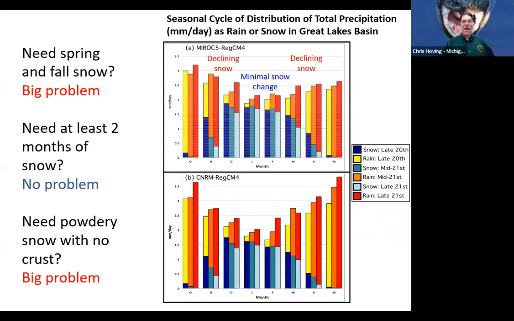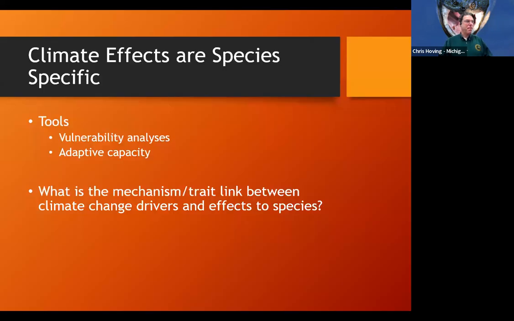So you can see that how you measure the change in climate really affects different species in different ways. All three of these species require snow and are sensitive to changes in snow, but the pattern of snow affects them in different ways. So climate effects are species specific.